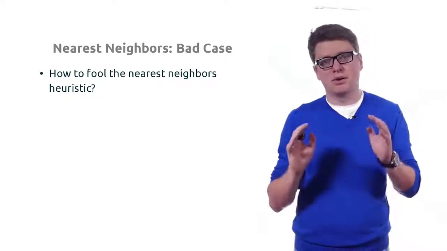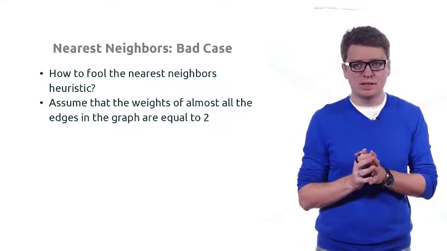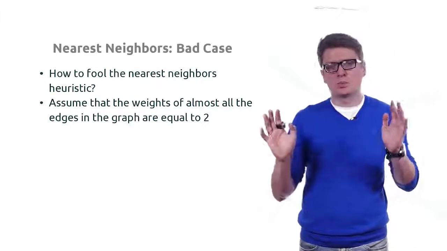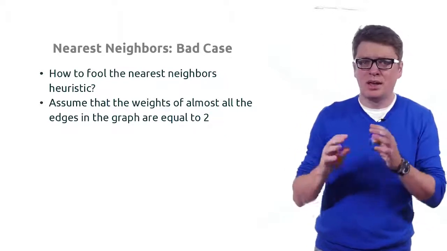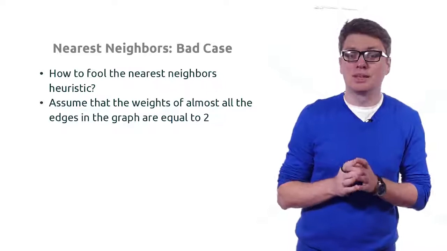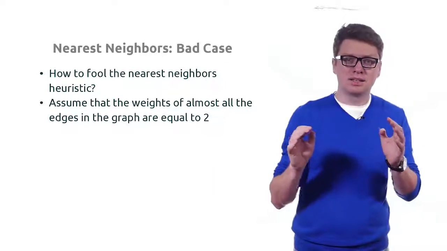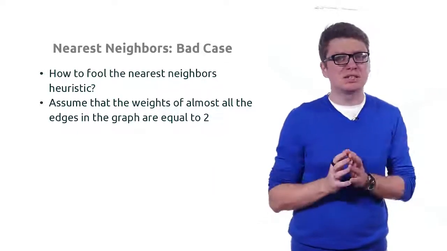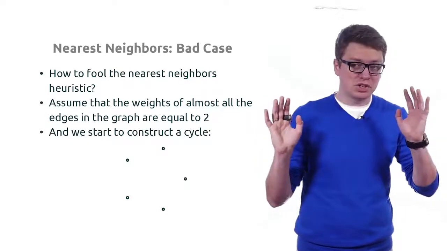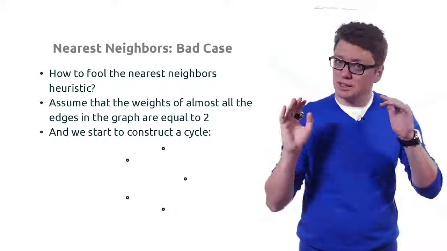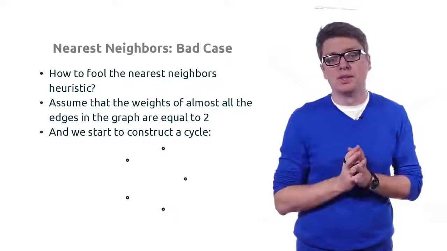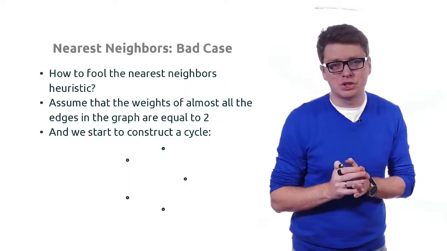Okay, so first of all, let's discuss how you would fool this heuristic for the case of general graphs, right? To produce such an example, assume that we were given a graph where almost every edge has weight 2. At the same time, there are some edges that have weight 1. So assume that there are just 5 edges, and again, almost all of the edges have weight 2. At the same time, there is an edge of weight 1.